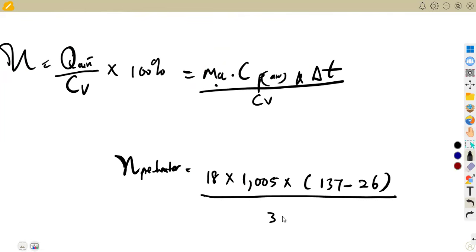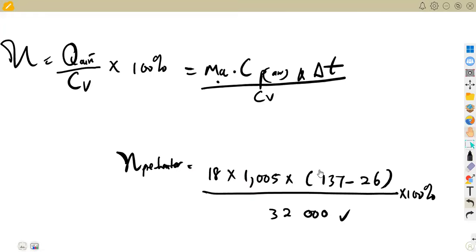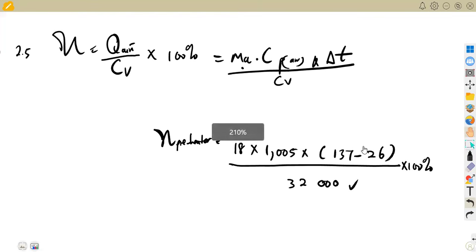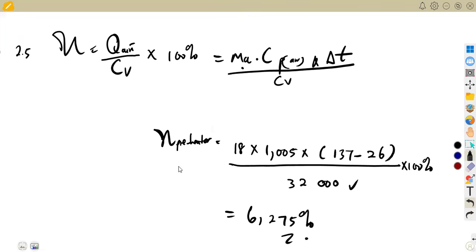Then the calorific value in kilojoules per kilogram times 100%. Remember, we already have this from our information. So that gives us the percentage, which is the efficiency in actual sense, 6.275 as a percentage. That's it. Just like that. Output over input. That was the whole idea throughout.